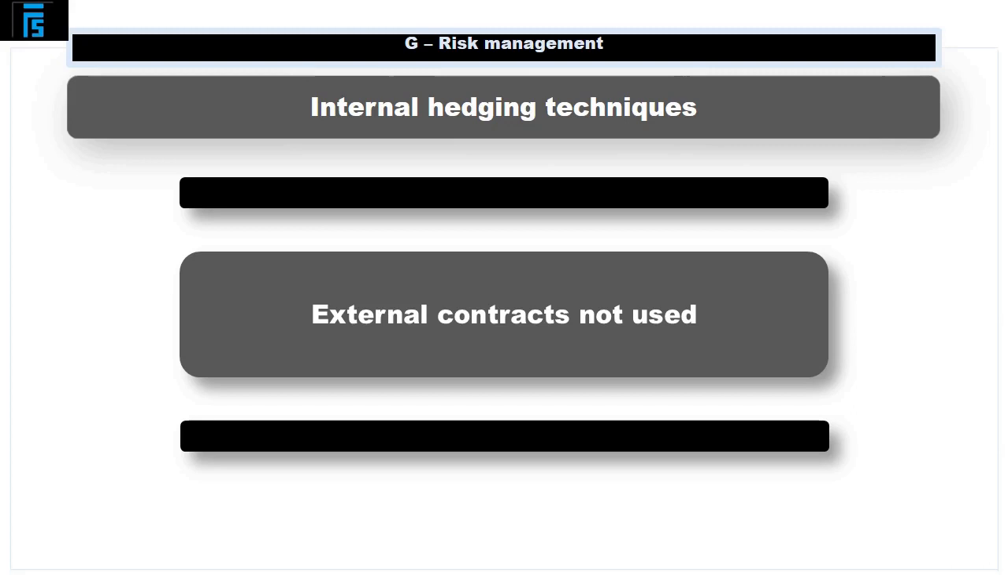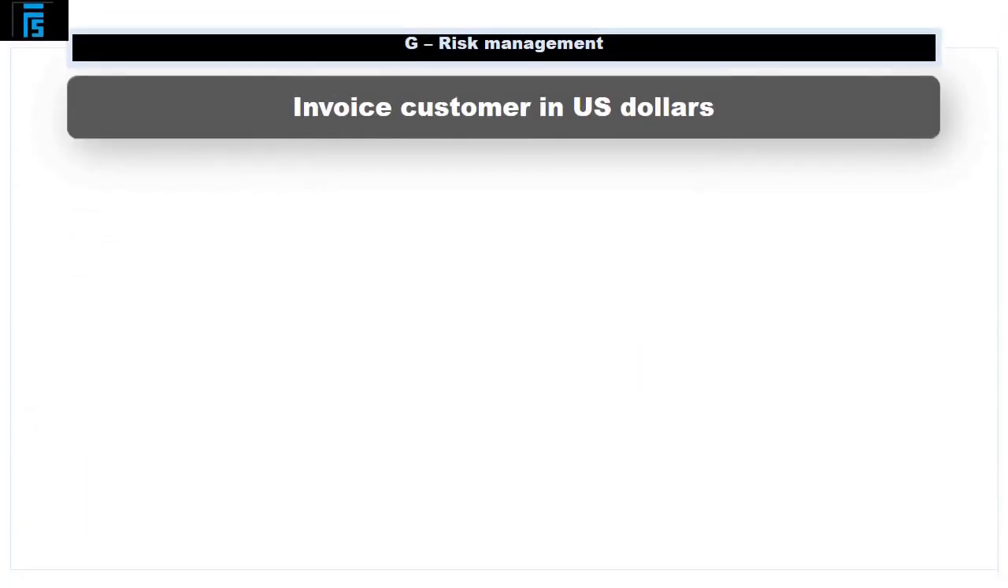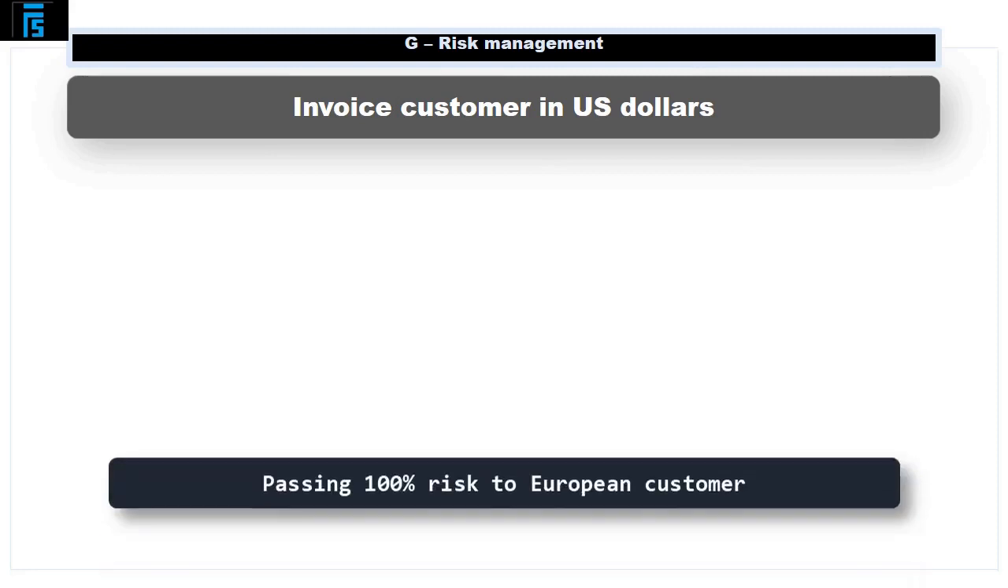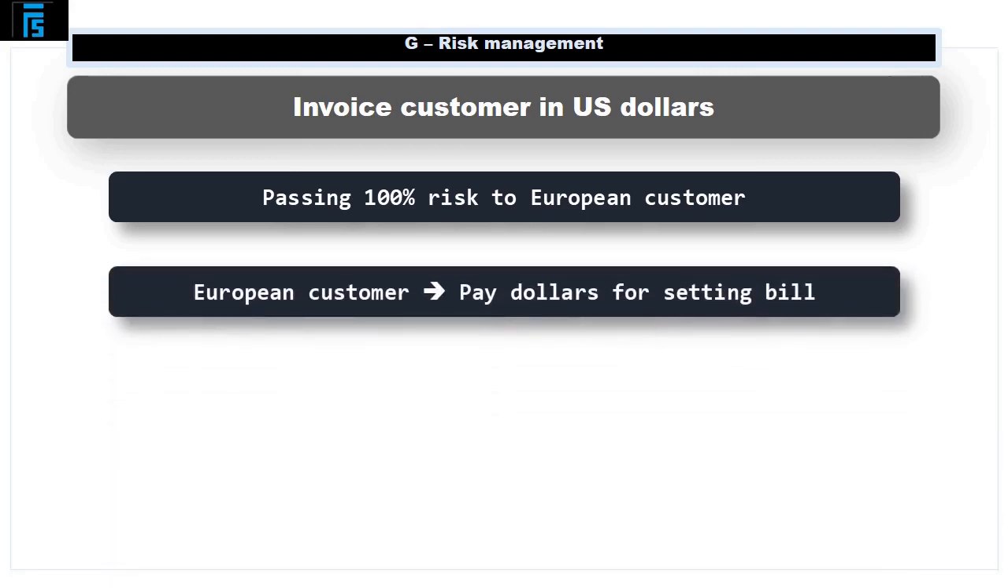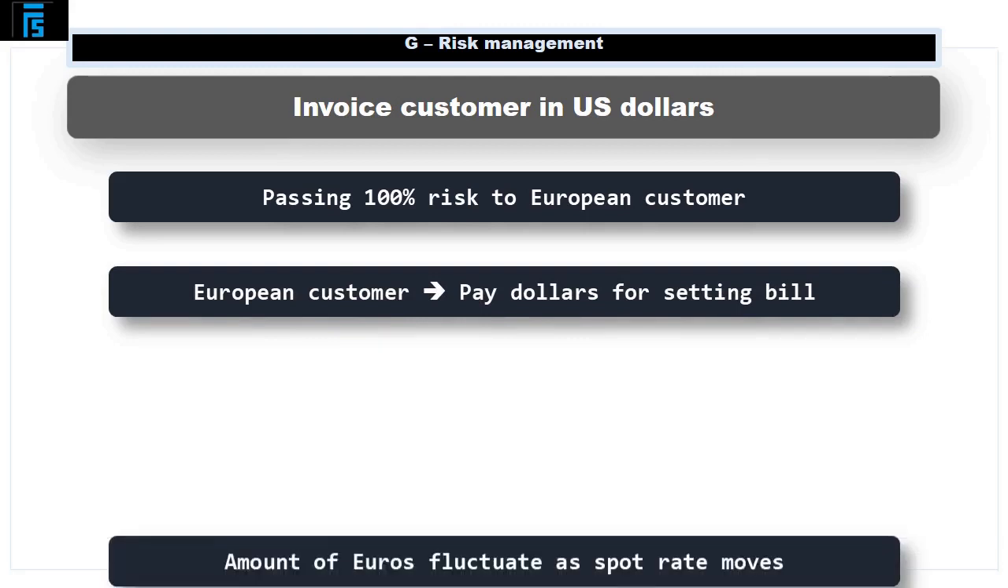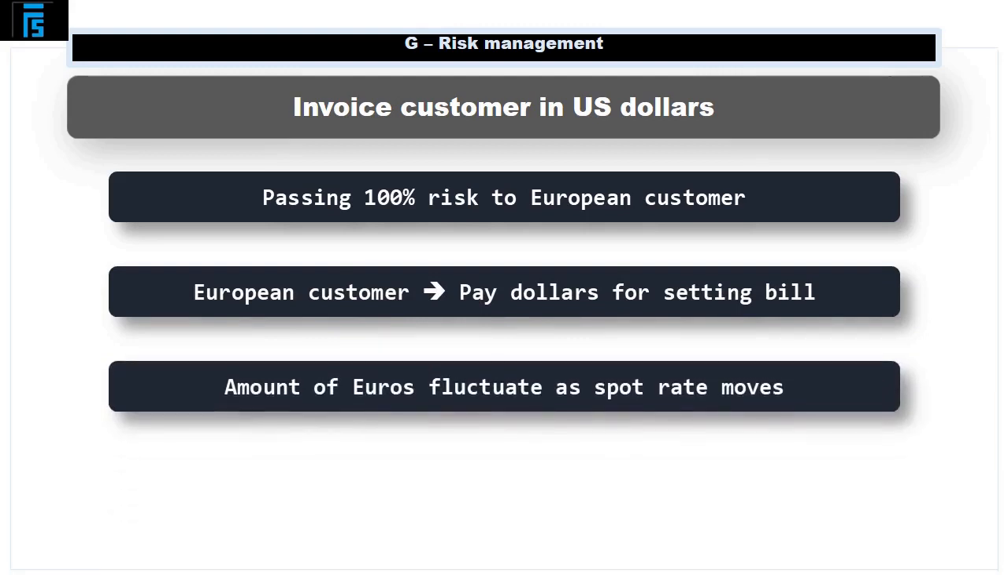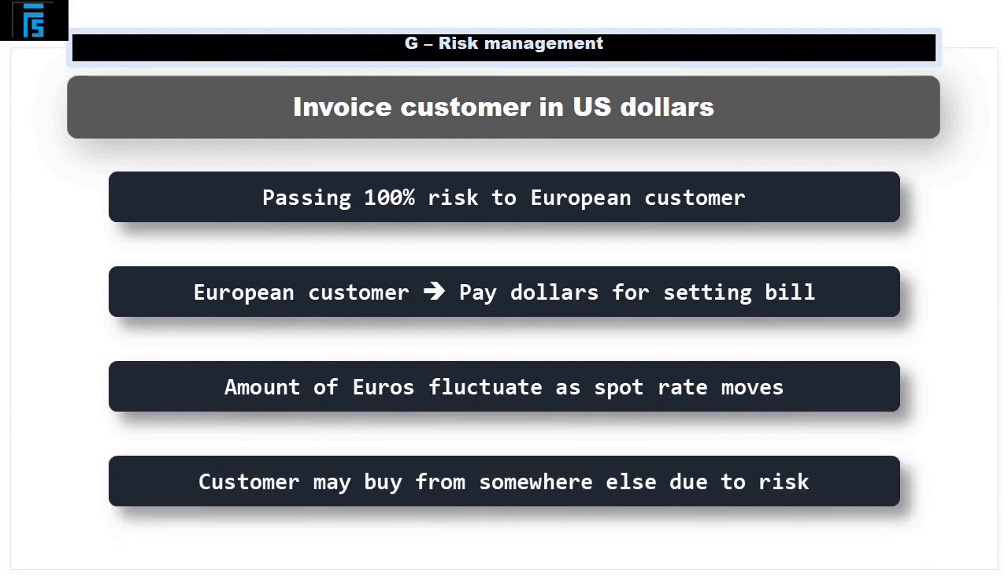There are some simple ideas, sometimes known as internal hedging techniques, so called because external contracts are not used. Firstly, as an American exporter, we could invoice customers in US dollars. We therefore won't be exposed to any foreign exchange. Unfortunately, all you're doing here is passing the risk 100% onto our customer. Our European customer will have to pay a certain number of dollars when they settle their bill. As the spot rate moves, the amount of euros this will cost them will fluctuate. The customer may choose to buy from elsewhere if we impose this risk upon them.